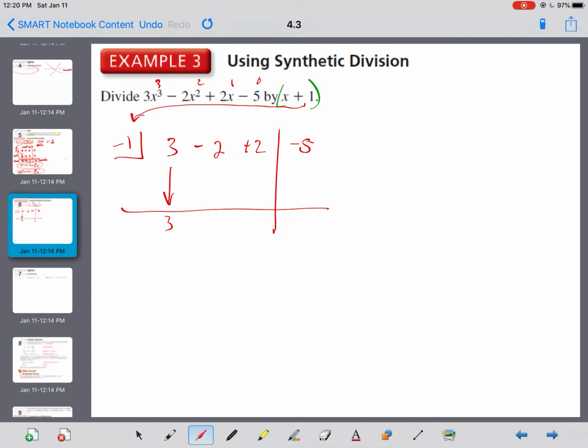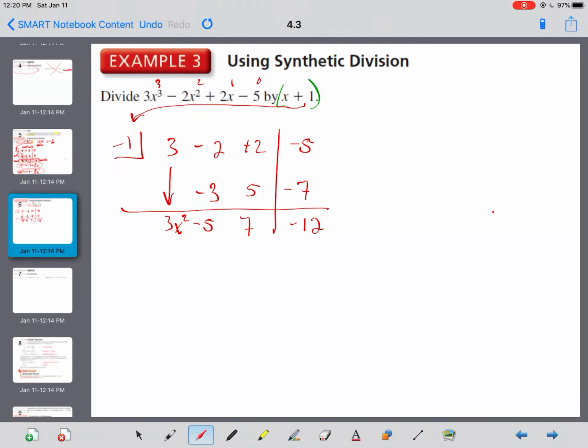Drop the first one down. Negative 1 times 3 is negative 3. Add down makes negative 5. Negative 1 times negative 5 is 5. 2 plus 5 is 7. Negative 1 times 7 is negative 7. Negative 5 and negative 7 is negative 12.